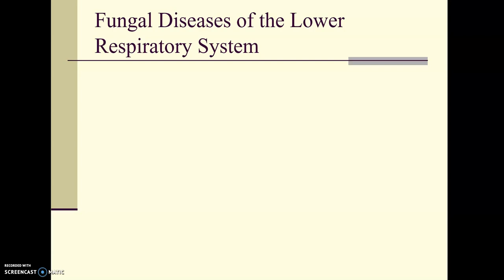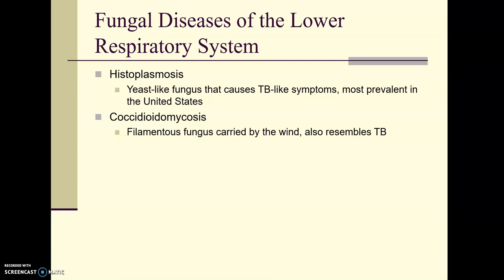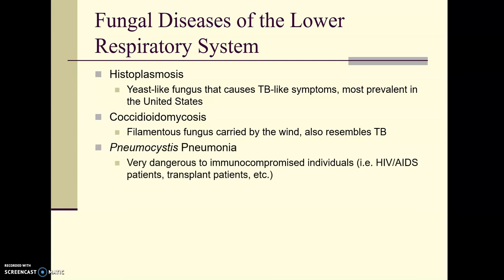All right, we're going to finish off the chapter with some fungal diseases. Histoplasmosis is a yeast-like fungus that causes a disease very similar to tuberculosis. And this one is by far the most prevalent fungal respiratory disease in the United States. Coccidioidomycosis is a filamentous fungus that's carried by the wind that also resembles tuberculosis. Pneumocystis pneumonia is another type of fungal pneumonia. Now, all of these fungal respiratory diseases are extremely dangerous for people with HIV and AIDS. Pneumocystis is probably the worst of all. So this is extremely dangerous to anyone who is immunocompromised.